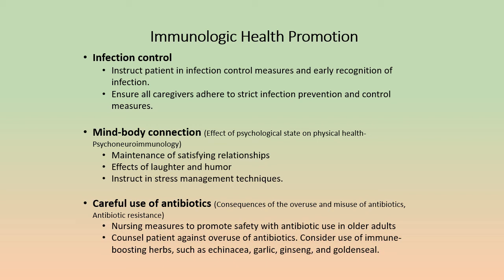Okay, infection control is very important. It's very important to recognize infections early so that we can treat them promptly with the right treatment. So we need to ensure all caregivers adhere to strict infection prevention and control measures, such as hand washing, of course, and being immunized against the most common infections. Also, older adults should ensure that they don't go to crowded places or interact with infected people.